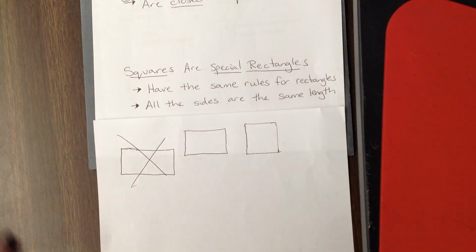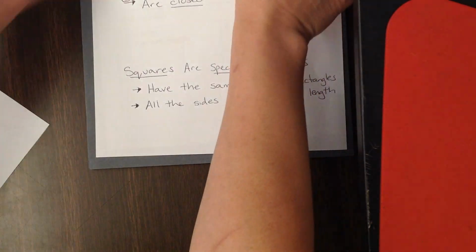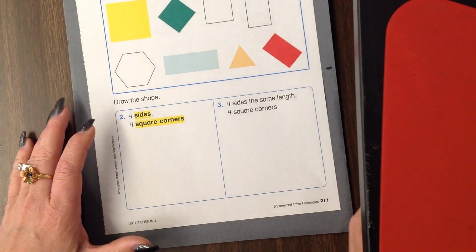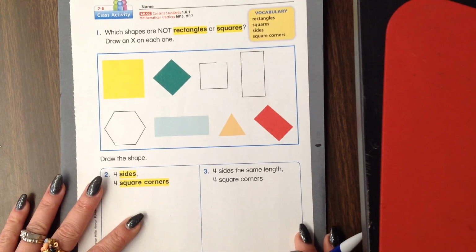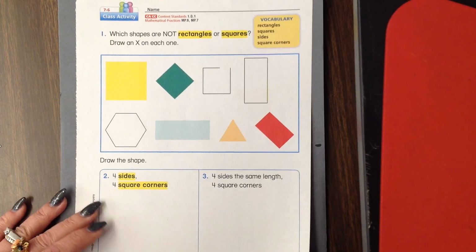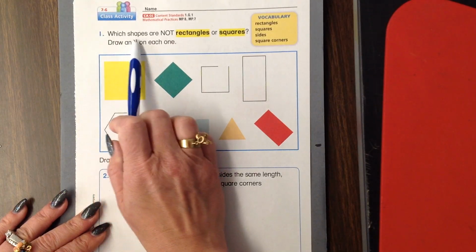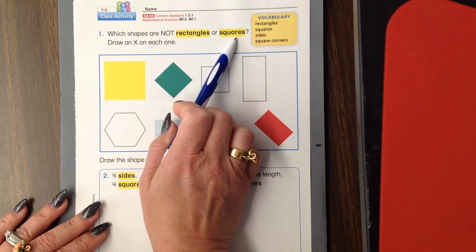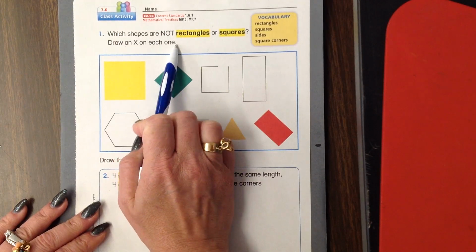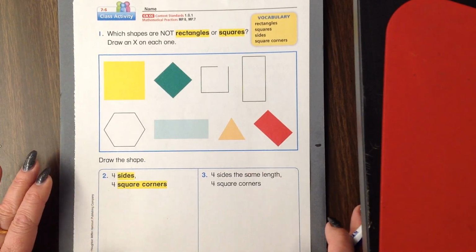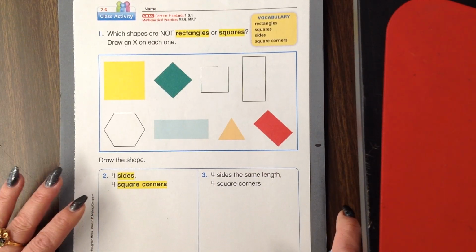All right, let's go ahead. You should have had out the page that I was mentioning earlier, okay, for lesson 7-6. Is page 217. We're going to go through these problems together. Should be nice and easy. All right. So the number 1 wants to know which shapes are not rectangles or squares. So we have to cross out anything that's not a rectangle and that's not a square. And let's figure out why it doesn't work.